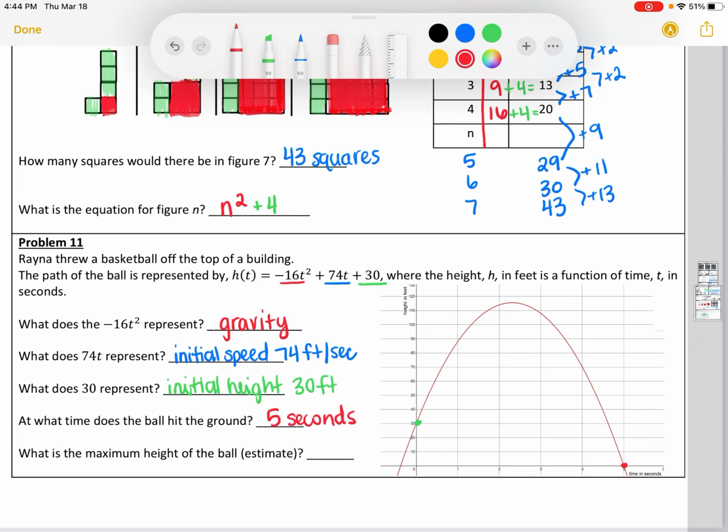And then what is the maximum height of the ball? I'm going to go to where is the highest point, I'm estimating. So the highest point is around here. So I'm going to look over at my height. It's asking me for what the actual height is, which is on the y-axis. It looks like it's between 110 and 120, about halfway between. So about halfway between would be 115 feet. If you said 114, 116, those are all good too, because it's an estimate, as long as it's close.